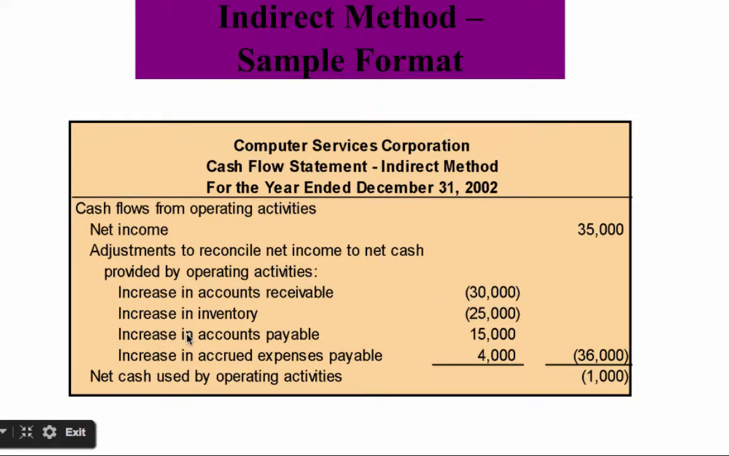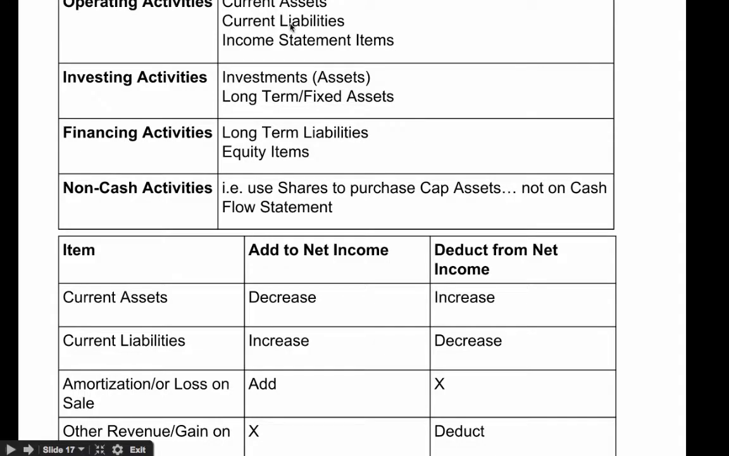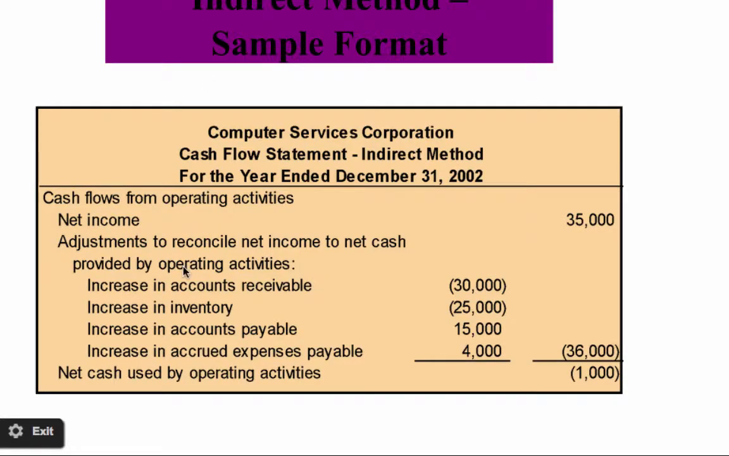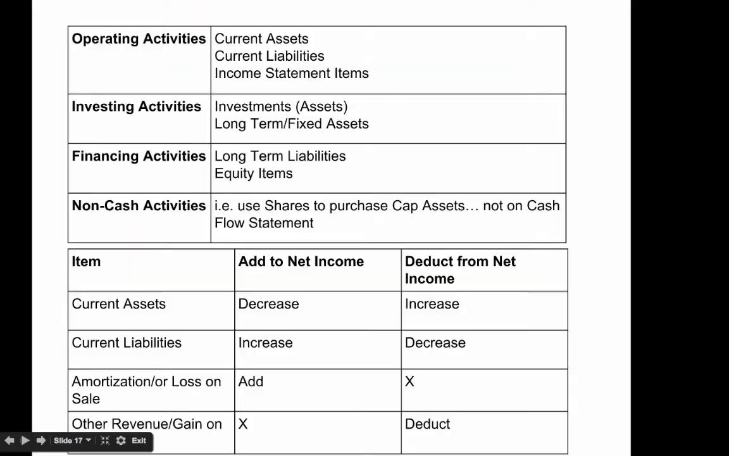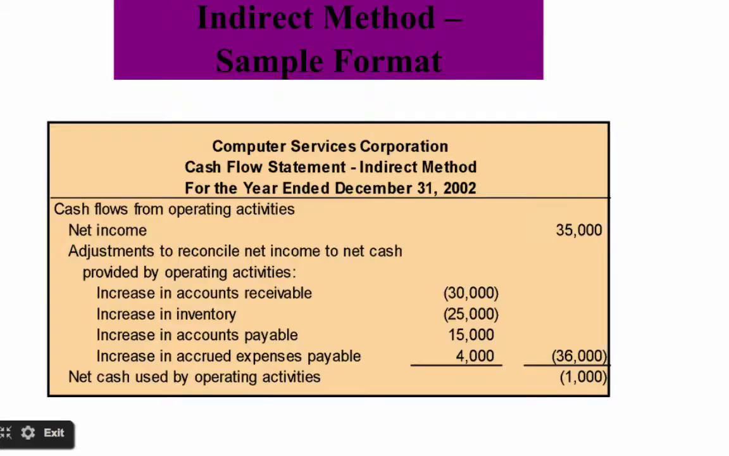Then you look at the next section. Again, the next section is current liabilities. So here, there was an increase in accounts payable from the beginning of the period to the end by $15,000. And because there was an increase in a current liability, you add it back to net income. So there we are, adding it back. You can tell it's positive because there's no brackets around it.